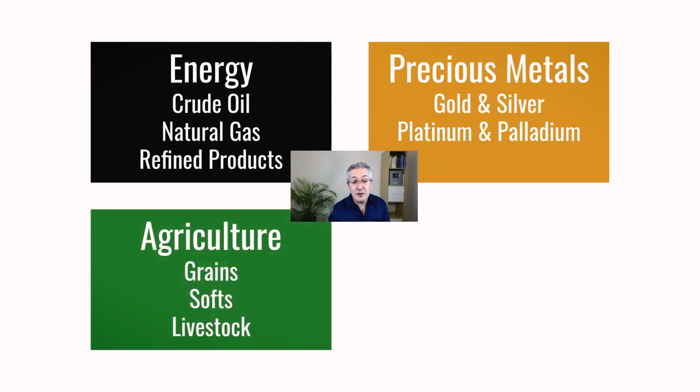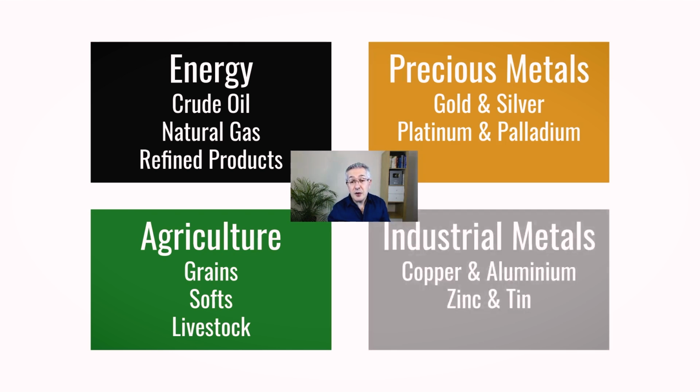Commodities would also include agricultural commodities such as grains like wheat and barley, but also softs, things like cocoa, orange juice, and then finally livestock, so things such as pork bellies. And then the final group would be industrial metals. So that would include things like copper, aluminium, zinc, and tin, all of which are used for various manufacturing processes and which feed into other industries.